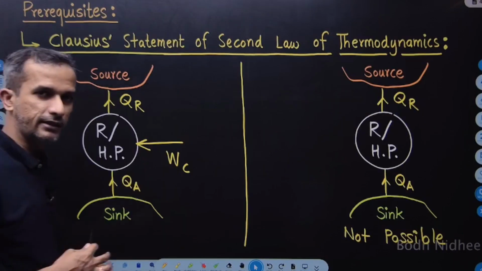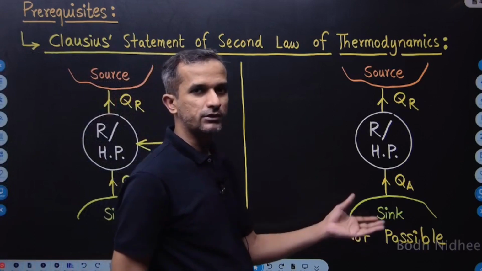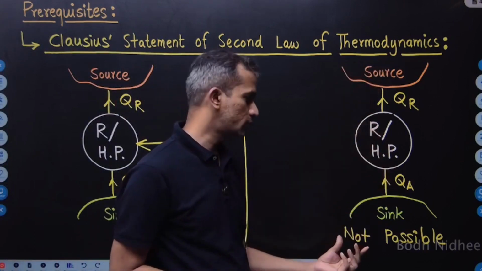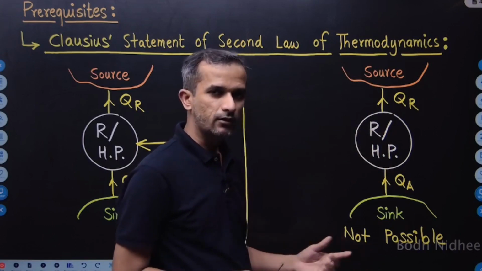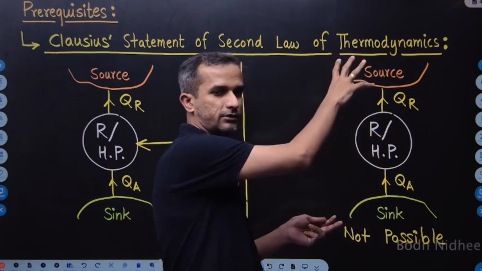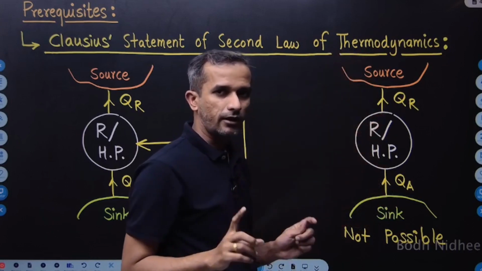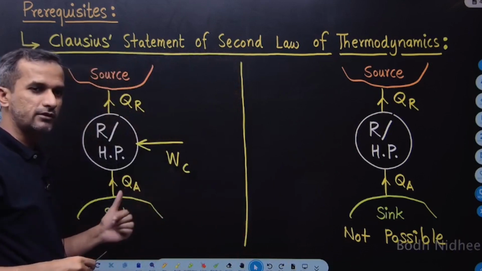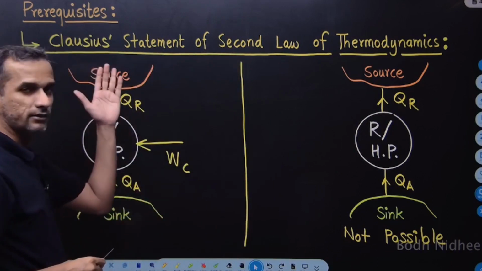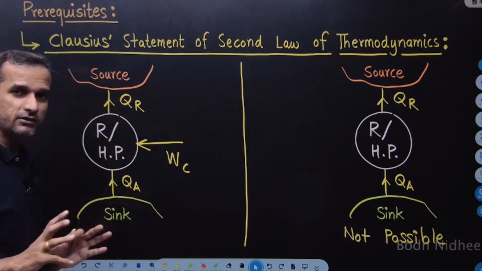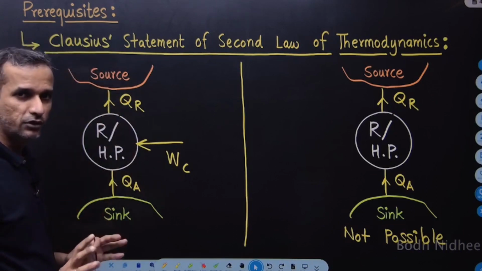What Clausius has said is that if I want to transfer heat from low temperature to high temperature using a cyclic device, this is not possible spontaneously, right? Naturally this will not happen. Heat will not flow from low temperature to high temperature using any kind of device unless you supply work. You will have to supply some work input, then this is possible. This is said by Clausius, right? This is the second law of thermodynamics based on which the refrigeration and heat pump concepts originated.